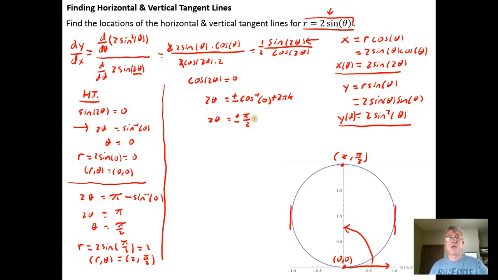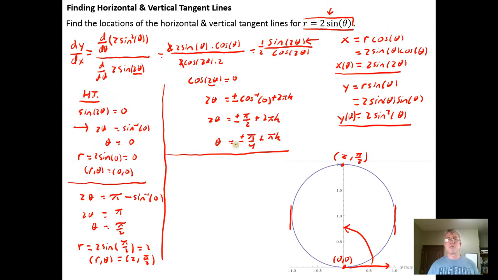So plus or minus pi over 2 plus 2 pi k. And then we multiply both sides by a half. That's going to give us theta equals plus or minus pi over 4 plus 1/2 of 2 pi k, which is just going to give us a pi times k. So we're adjusting for the period of the function that gets adjusted for in this process. So we're going to get two angles out of this.